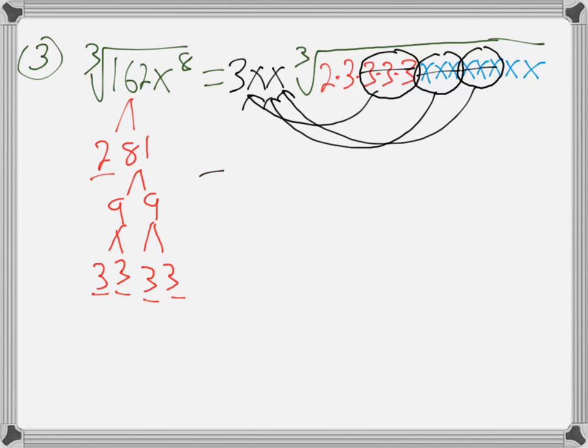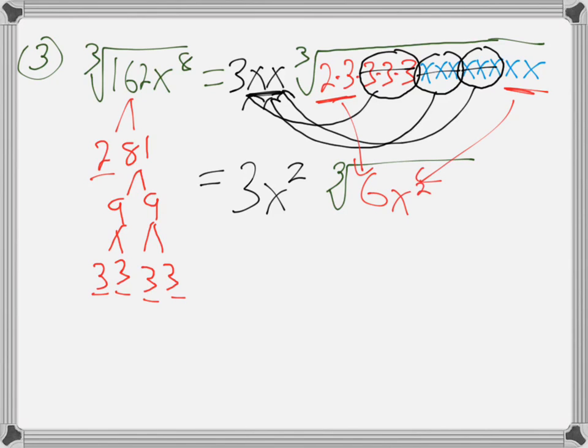So what makes it to the outside? 3x squared, right? X is x squared. Cube root. Don't forget to put that 3 in the hook. What's left on the inside? 2 times 3 is 6. X times x is x squared. Done. Does that make sense how that happened?